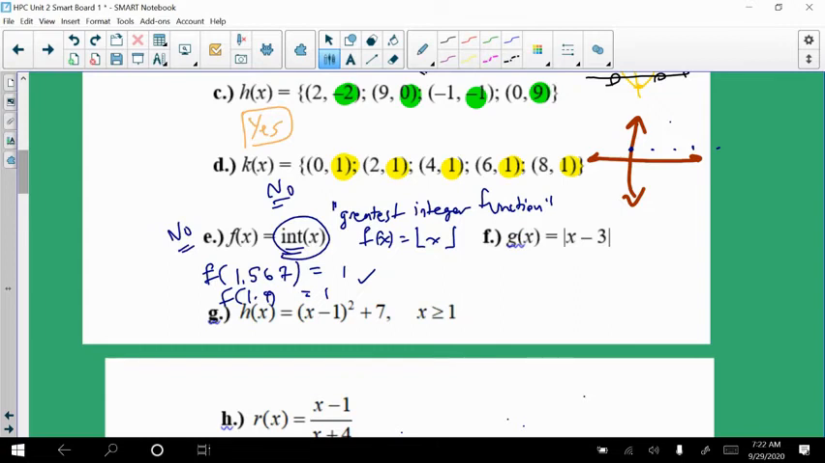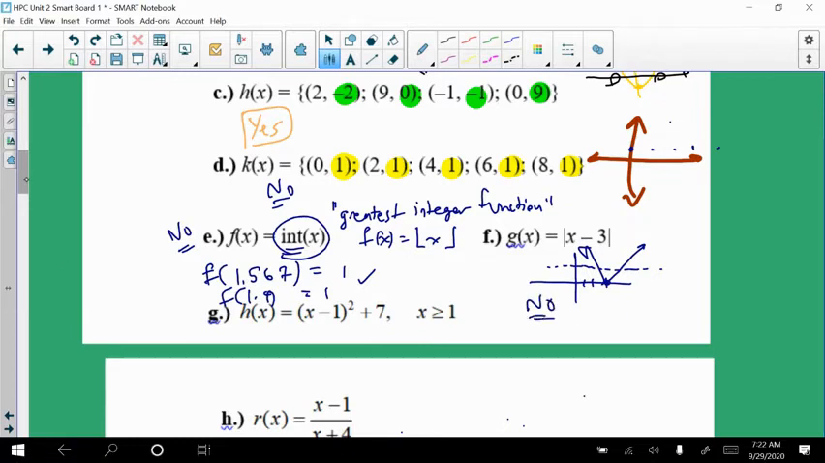Okay. For part F, absolute value of x minus 3. So I'm shifted to the right 3, and I draw my absolute value graph, but clearly, right, that function does not pass the horizontal line test. So that is not a one-to-one function.